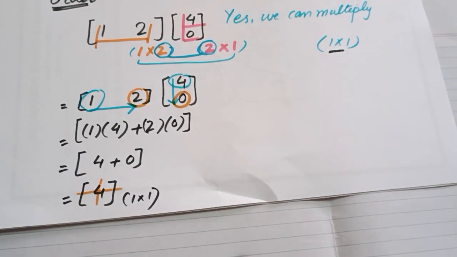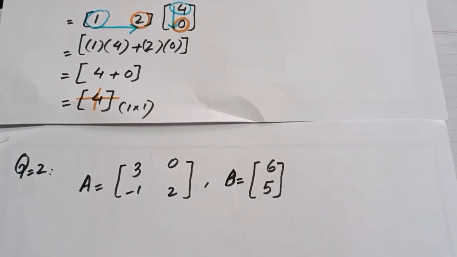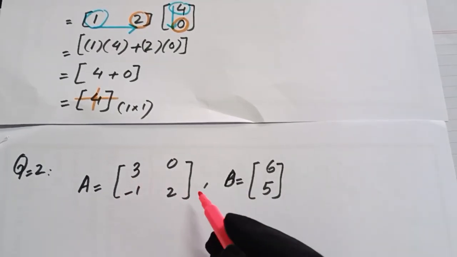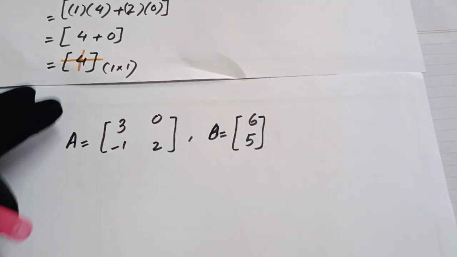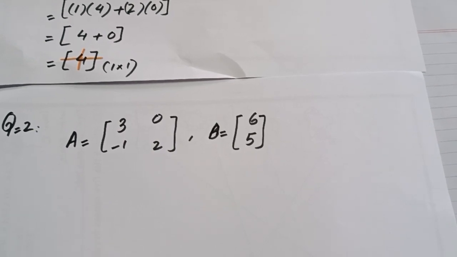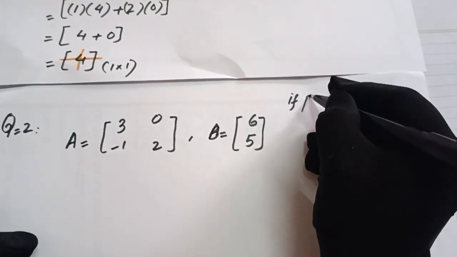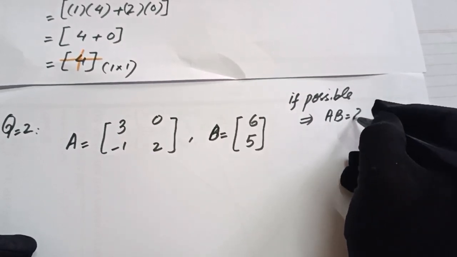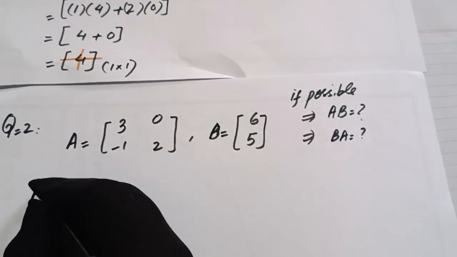Let me take another case with a different number of rows and different number of columns. This has 2 rows and 2 columns. This has 2 rows, 1 column. First, we will write down its order before multiplication. They said if possible, then find out AB and BA. So let's check with AB first.